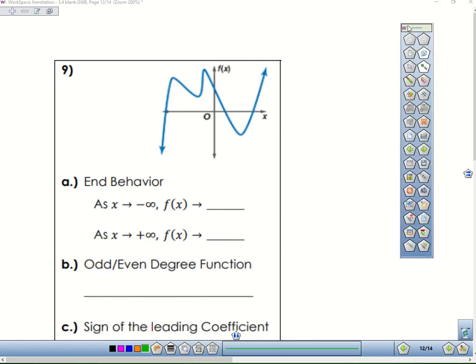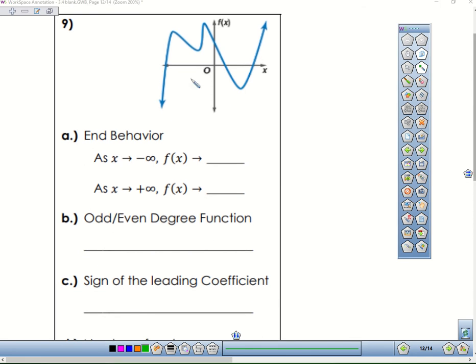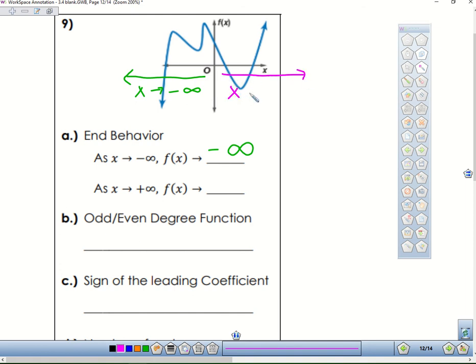So let's go ahead and see if we can figure this one out. So first thing we're going to look at is end behavior here. So as my x values go to the negative direction, as I'm looking at my x values to the left, what's happening to my function on number 9? Is my function going down? Yeah, it's going down, so negative infinity. Now over here, as my function goes to the positive x values, what's happening to my function? Up or down? Up, so positive infinity.